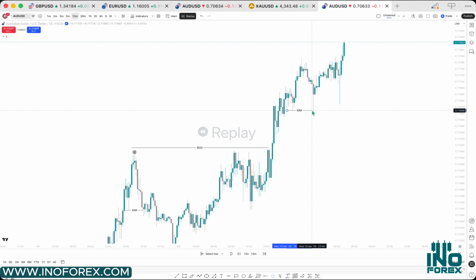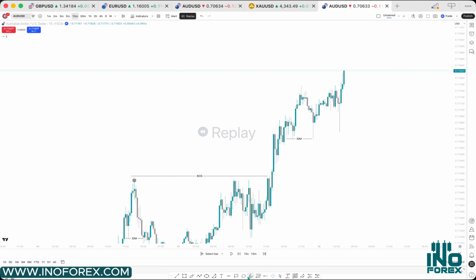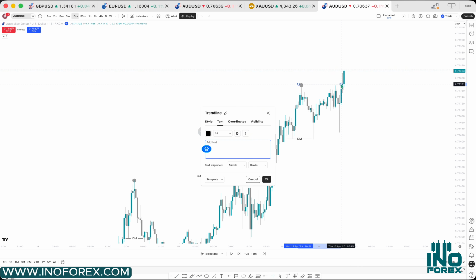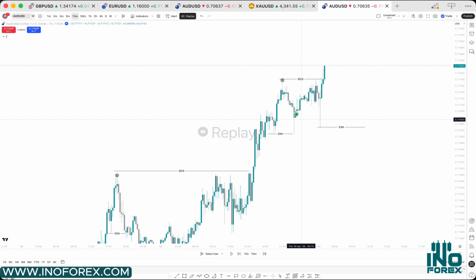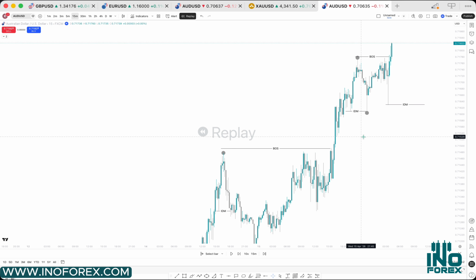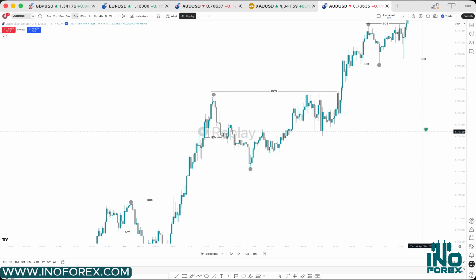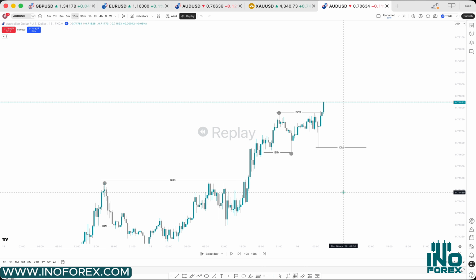Here market takes this low. When market takes inducement, we mark a higher high. This is higher high. So market breaks this high. This is a break of structure. After break of structure, we're going to mark the inducement. This is inducement. And where is our lower low? Our lower low is the lowest point. This is lower low. As you see, our market is very bullish.